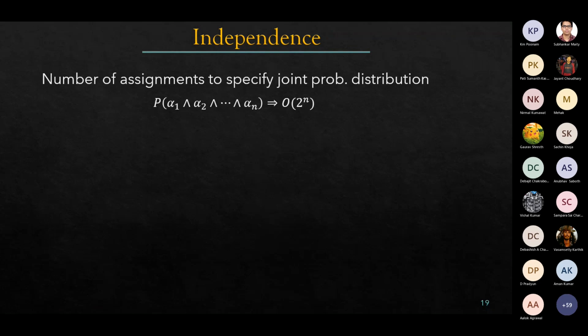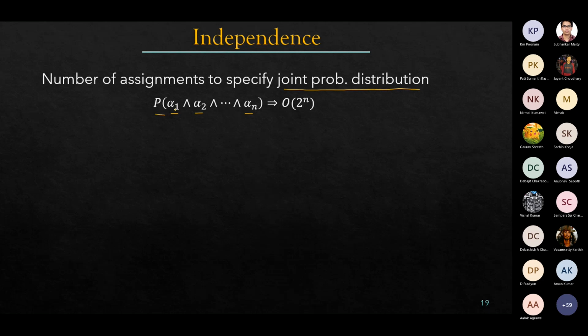So let's say what we are interested in. We are interested in computing the joint probability distribution for a set of random variables, as we have discussed earlier. Basically we have a set of propositions like alpha 1, alpha 2, alpha n, and we want to see what the joint probability of these variables is.